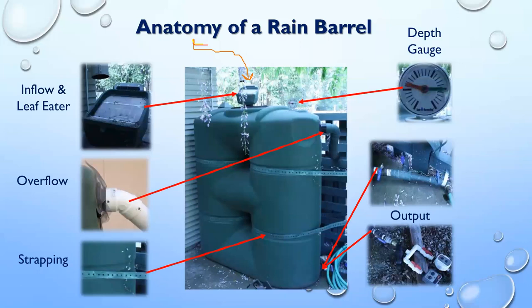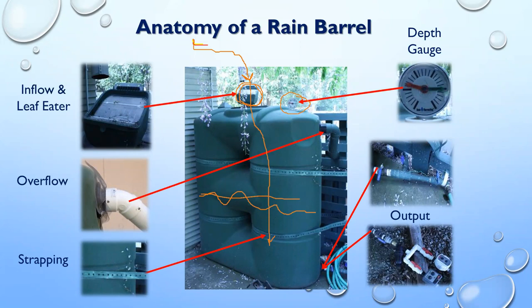After that downspout, it hits something called a leaf eater, which we're going to talk about when we talk about accessories. That leaf eater screens the water so that any leaves or debris get caught on it, and then it gets cleaned off easily. From there, it flows into our tank, and we get a water level in the tank. It's probably not stormy, so it's probably a pretty flat water level. When we want to figure out how much water we have in that tank, we can look at this depth gauge, which is also another accessory.